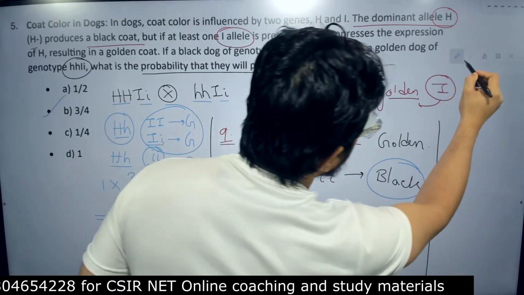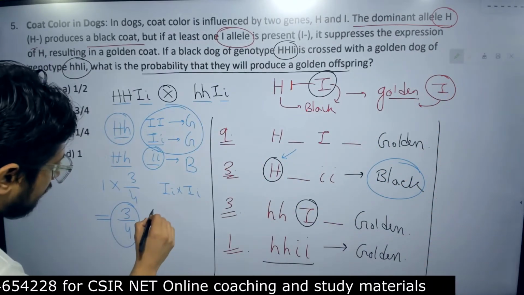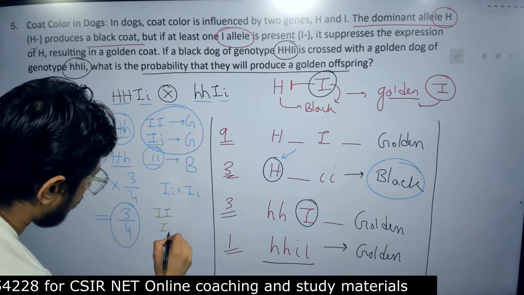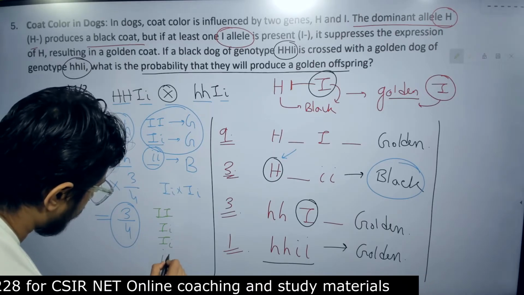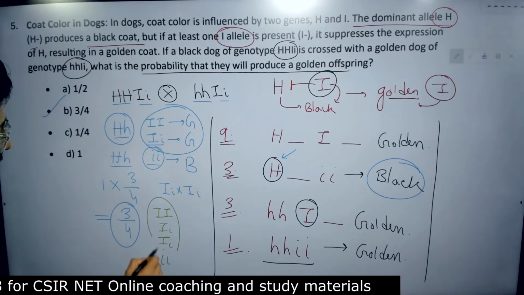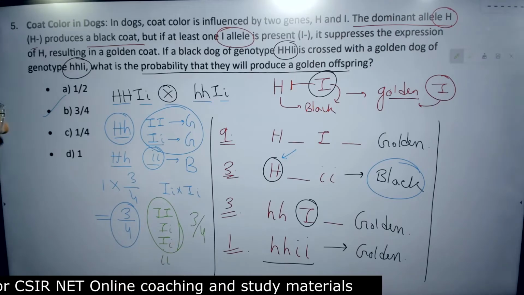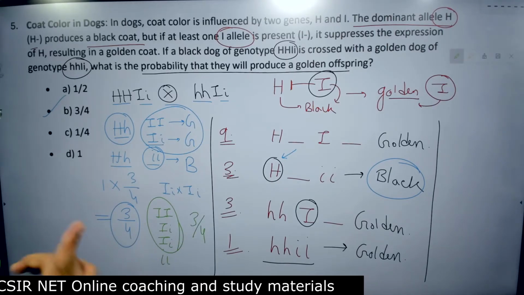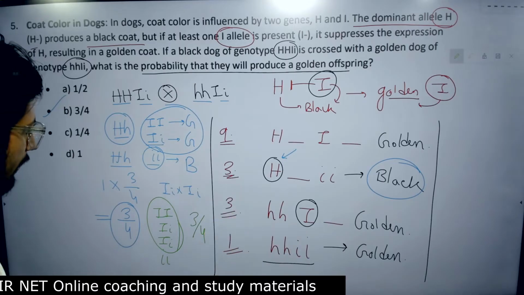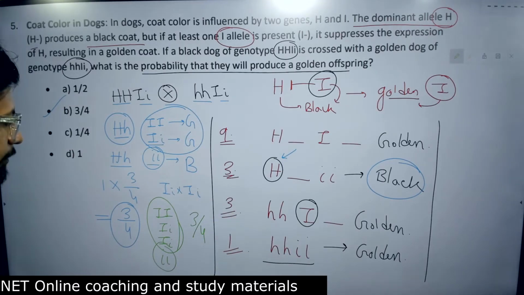That's what we are calculating, and we can calculate it fairly easily: capital I, capital I; capital I, small i; capital I, small i; small i, small i, right? So 3 out of 4 gives us at least one capital I, that means golden, and one is the case where there is no golden.